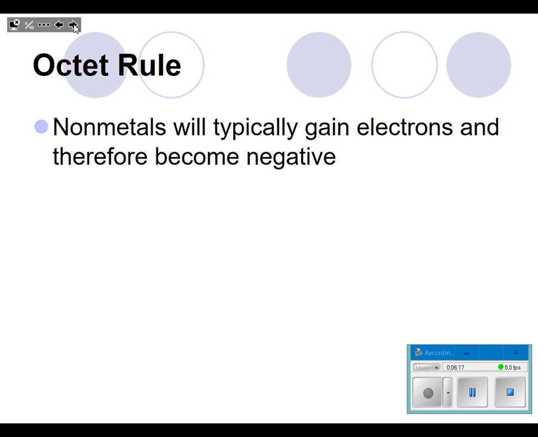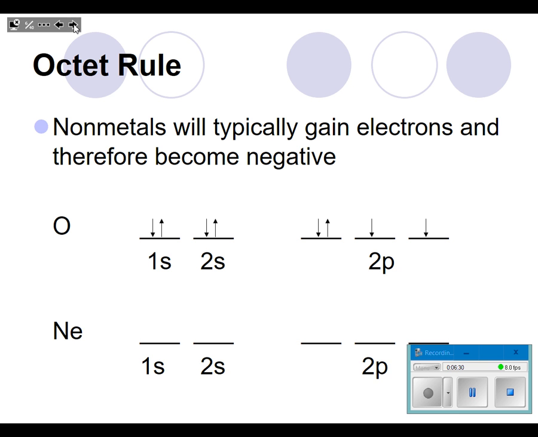Now, nonmetals, on the other hand, are typically going to gain electrons to become negative. So oxygen normally has 8, so it would be 1s2, 2s2, 2p4, okay? And neon's the closest one, and neon has 1s2, 2s2, 2p6. So oxygen really needs to gain 2 electrons to become like neon. So that's what it does. When we gain those 2 electrons, we now make the ion oxygen -2.